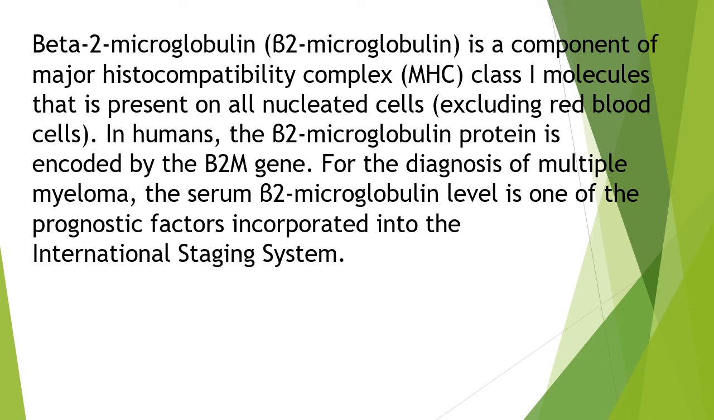The last on the list is beta-2 microglobulin, which is a component of the MHC class 1 molecule. And if it is class 1, therefore it's found in all nucleated cells, excluding the red blood cells. In humans, the beta-2 microglobulin is encoded by the B2M gene, and it is used for the diagnosis of myeloma, multiple myeloma. So that is the last slide.